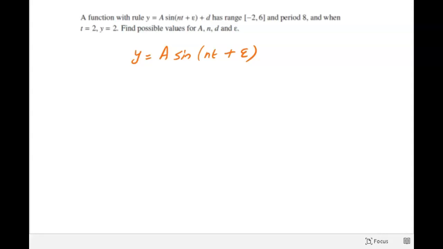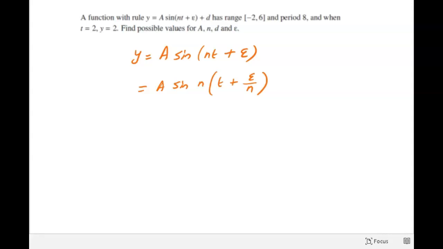Because in previous examples that we've done where we've got the value for n inside the bracket, what we've basically done is take that n outside the bracket, leaving us, in this case, with t plus e over n, where e over n is going to be my horizontal shift. Right, let's go into the question.